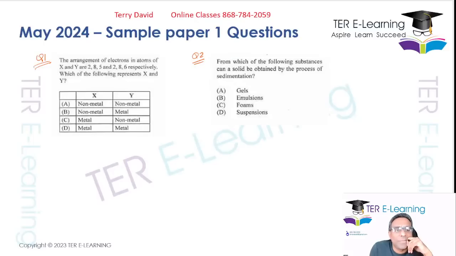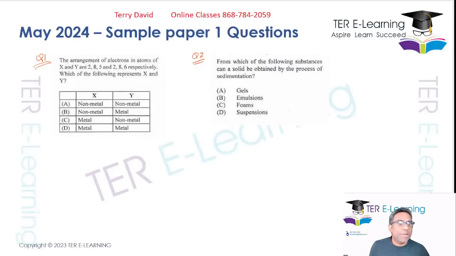Now for chemistry, Add Maths is a different story. Add Maths is relatively new. You only have three exam papers that could have come from Add Maths: 2021, 22, and 23. That's it. But for chemistry, any one of those papers can come.